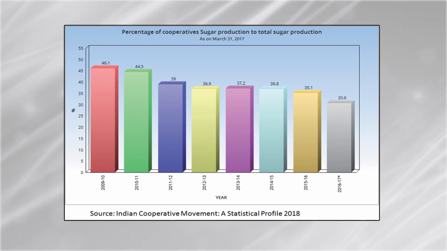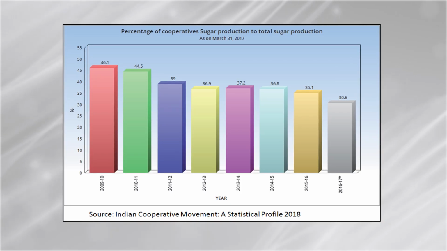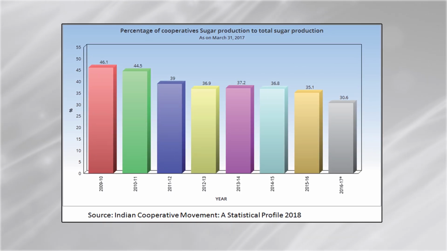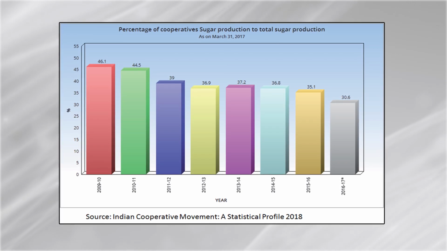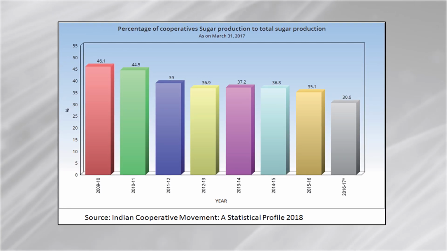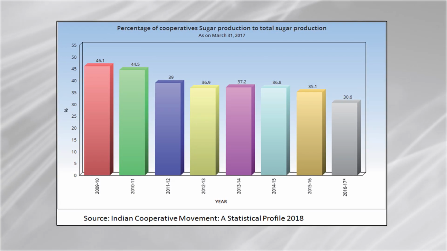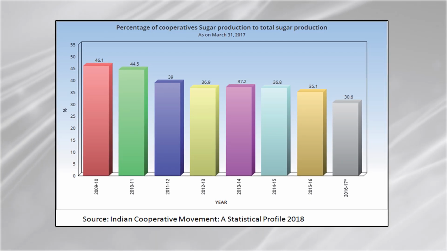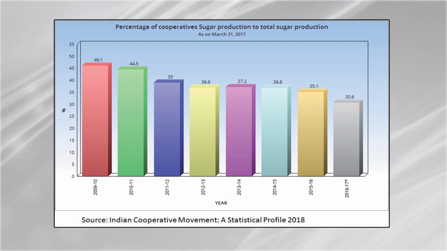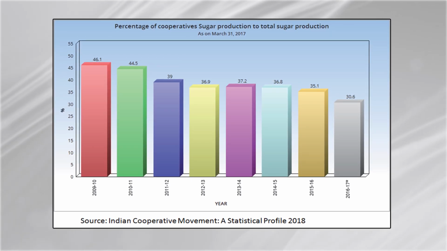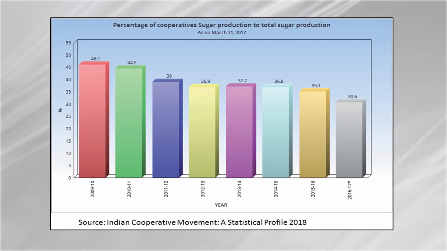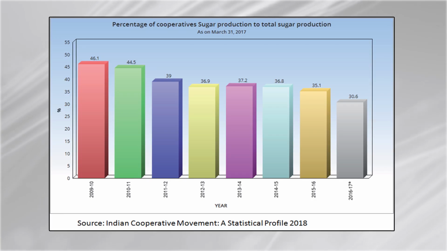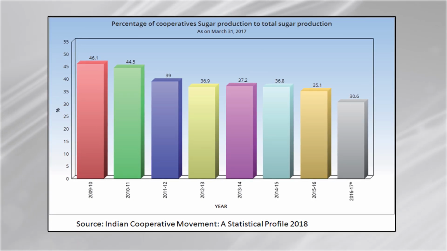Here in this slide you can see the share of the cooperative sugar production in the total sugar production, and over the period of time it is declining. In the year 2009-10 the share of the cooperative sector was 46% of the total sugar production in the country, which reduced over the period of time, and it has reached 30.6% in the year 2016-17. So the share of the cooperative sugar production is declining, and actually the share of the private sector is increasing over the period of time.